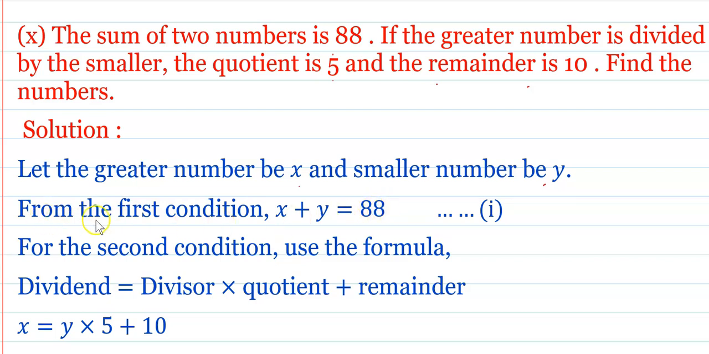Okay. Now from the first condition, x plus y is equal to 88, this is the first equation. From the second condition, what is that?